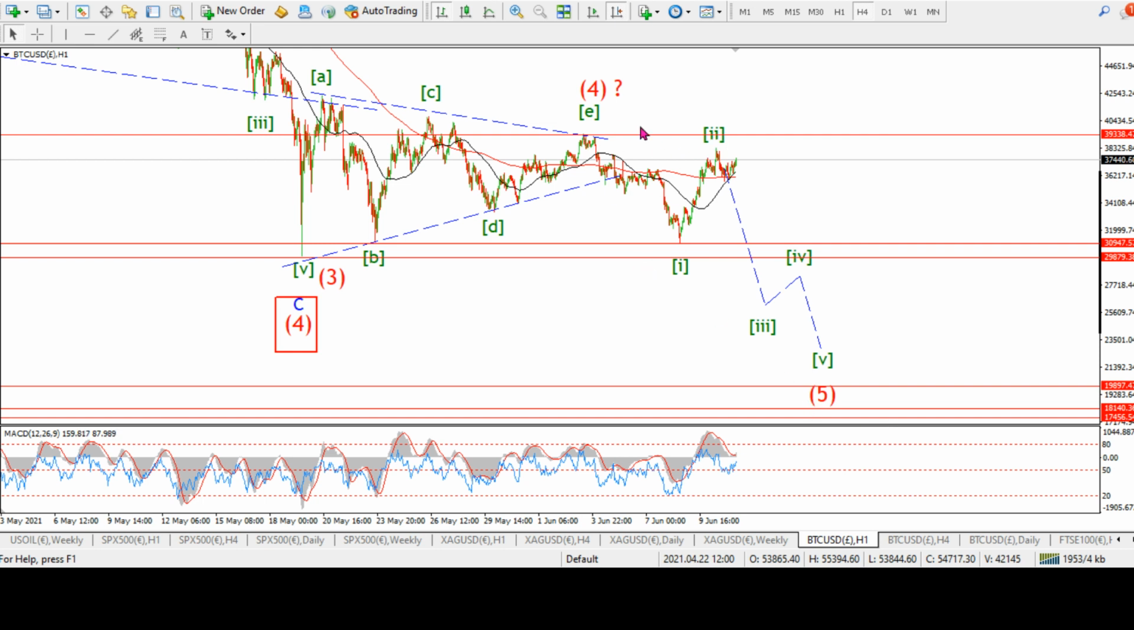But anyway, I would watch for that 4th wave high here at wave E. That comes in at 39,338, I think. We'd like 39,330 to hold, and then we would head lower again into a 3rd wave.